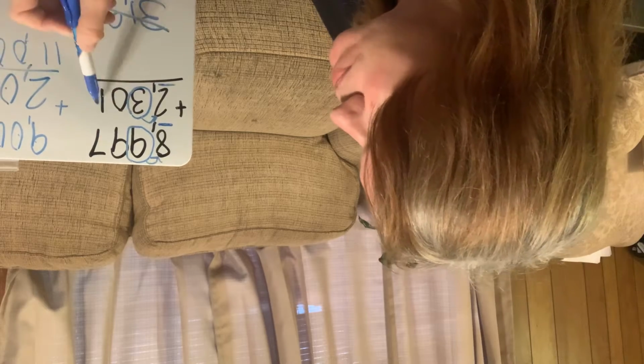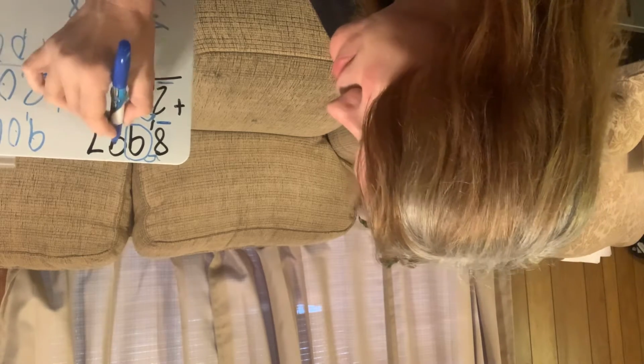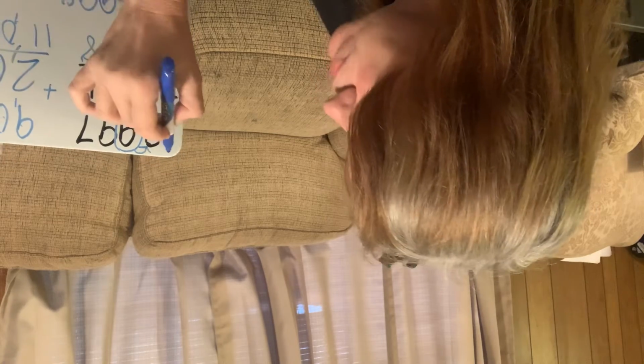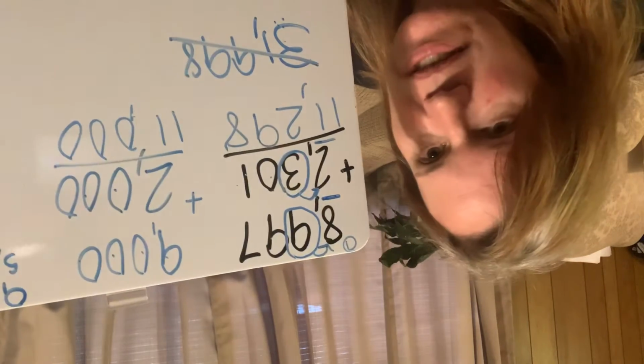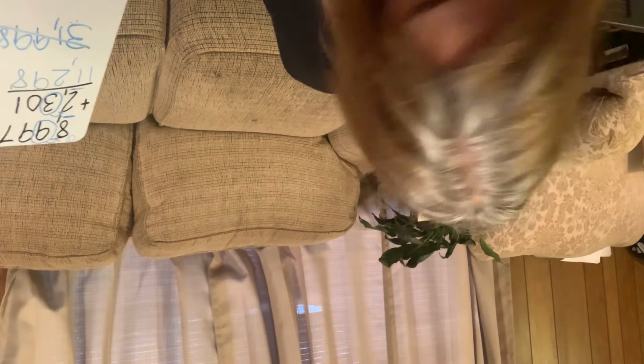So 7 plus 1 is 8. 9 plus 0 is 9. 9 plus 3 is 12, write the 2, I got to carry the 1, 8 plus 2 is 10, and add the 1, and I get 11. So there is my exact answer of 11,298. I knew when I estimated that there's no way that that could have been a correct answer. Okay? So there I am modeling it.